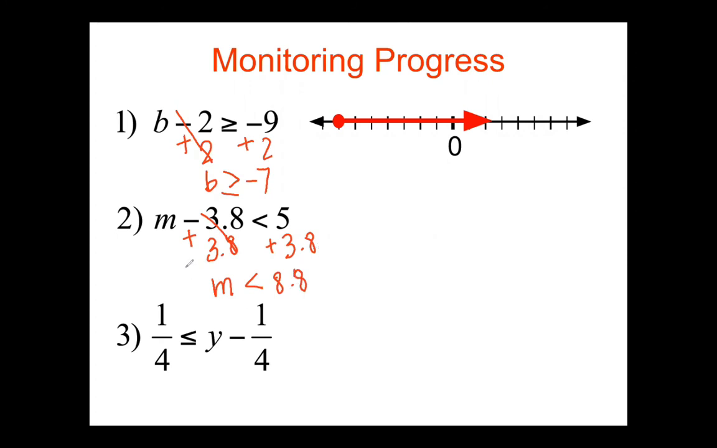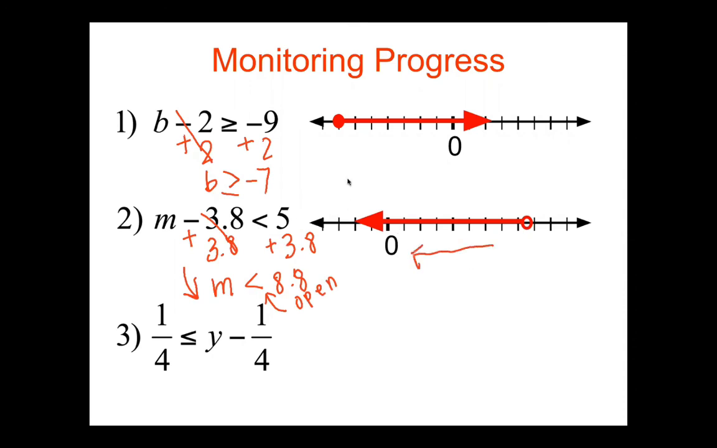So now that you have your m isolated, you can go ahead and draw your number line. And then I'm going to plot 8.8. That's a decimal, so it'll be really close to 9. Less than does not have a line underneath the symbol, so we know that that's an open point. And then our variable is on the left, so follow the same direction as your inequality, which is to the left.